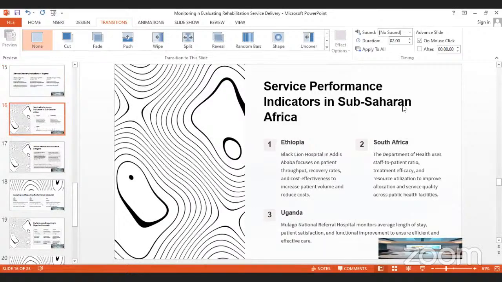Now, service performance. It also uses various approaches and various indicators that will determine what you want to. For instance, in this case, in Addis Ababa, the hospital gives its attention to the patient's throughput, right? They also look at the rate at which their clients recover and how cost effective the services are, or the service received by their clients, which is very, very key.